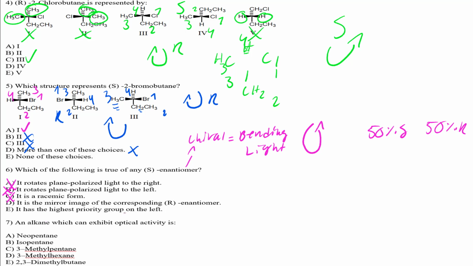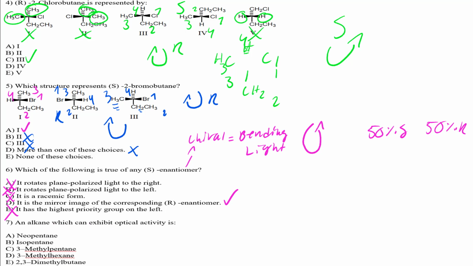Let's see. E, well, that's not true, because you can have your highest priority group on the right. You can have it going upwards. You can have it going downwards. It doesn't have to be just the left, right? And so that's really too specific. So E is incorrect. And yeah, an S is exactly the mirror image of an R, right? So just like conceptually, S is the mirror image of an R. They are opposites. And so D would have to be correct.